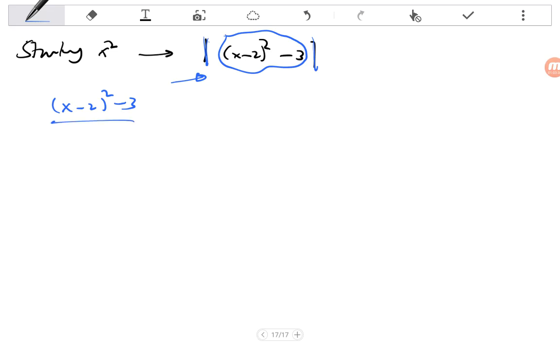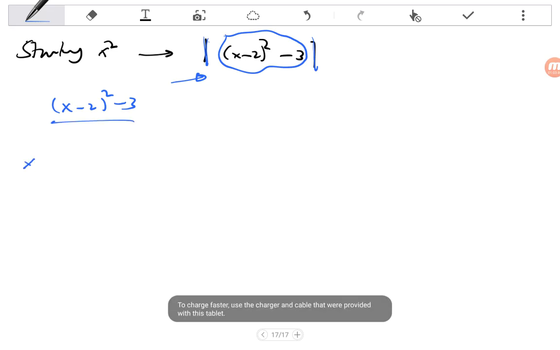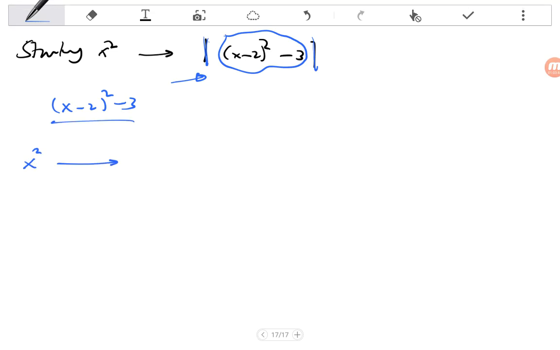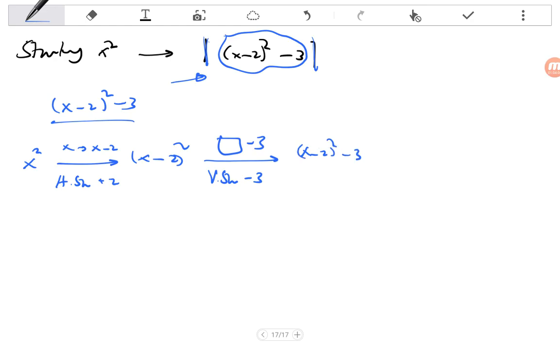How would I graph this? Yes, we have learned to graph this function. Starting from x squared, I replace every x with x minus 2, which is a horizontal shift of plus 2. Then that will be x minus 2 all squared. Now I take the whole function and subtract 3. That is a vertical shift of negative 3. So that will be x minus 2 all squared minus 3.